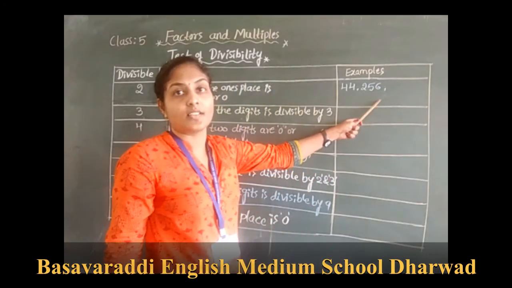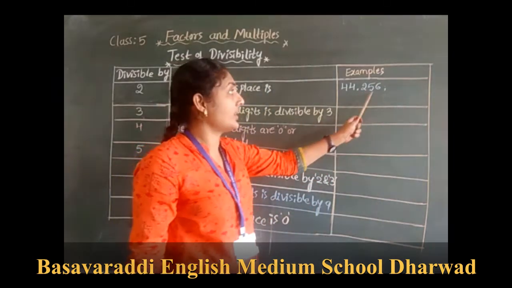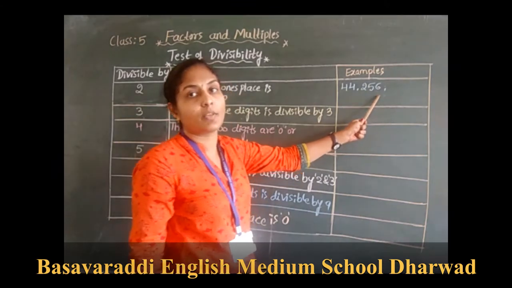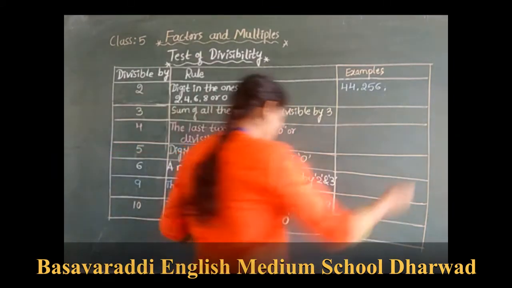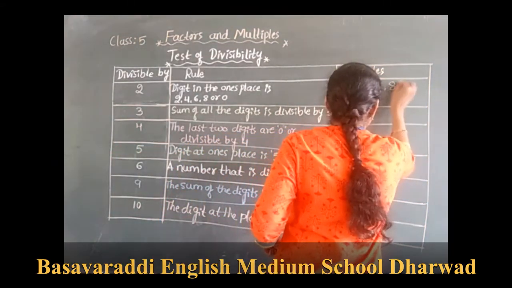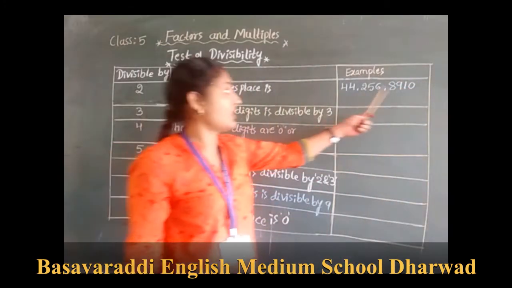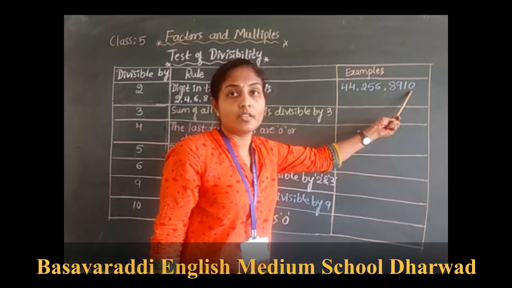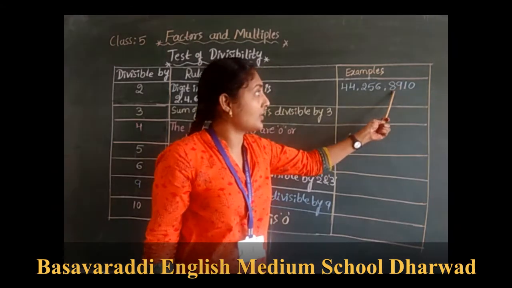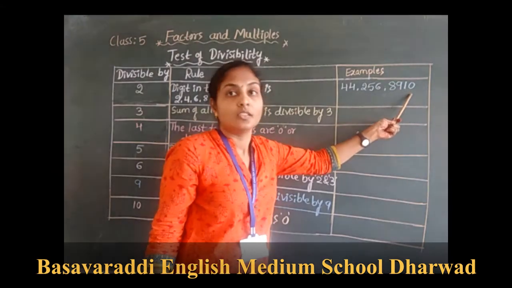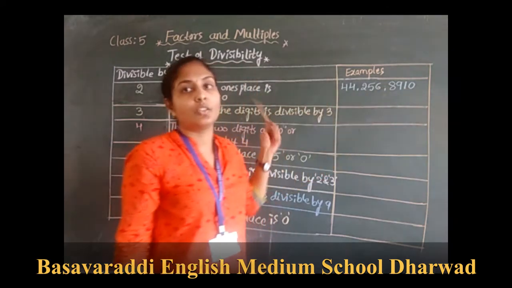In the ones place there is a 6. So 256 is divisible by 2. Next, one more example, 8910. In the ones place there is a 0. So the whole number 8910 is divisible by 2.